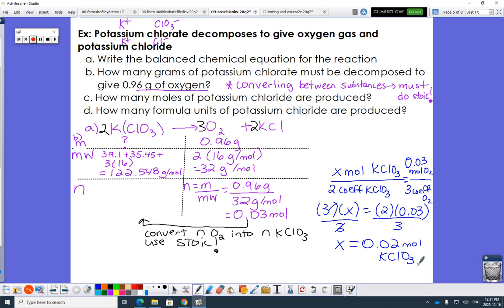You can sort of check the logic of your answer. The coefficient or the general mole amount for oxygen would be 3. KClO3 is 2, so 3 is less than 2. That means that whatever oxygen's mole amount is, the one we found should be less, which it is.